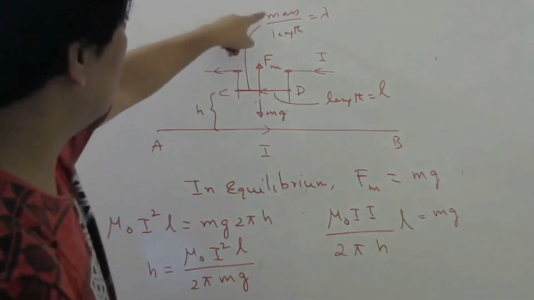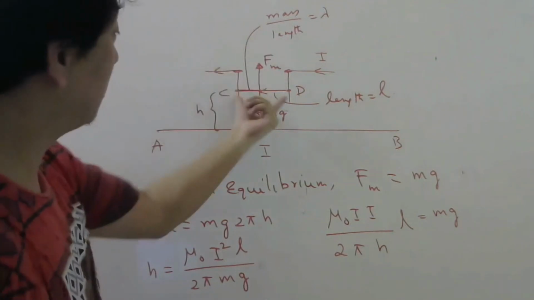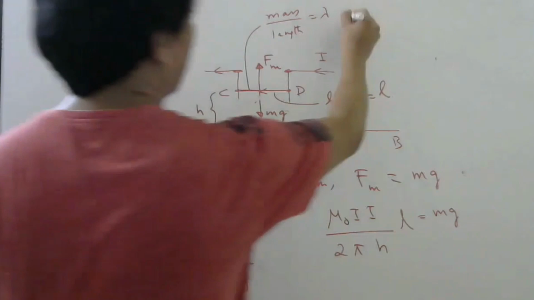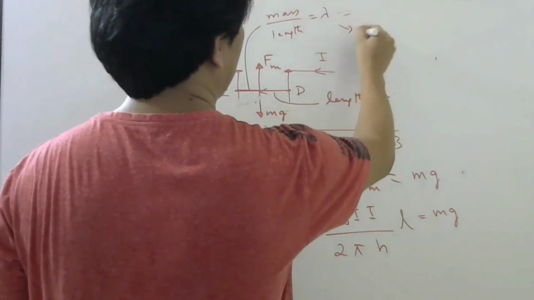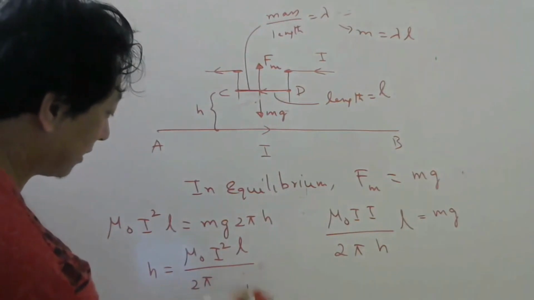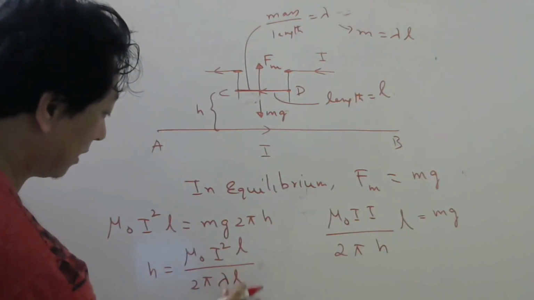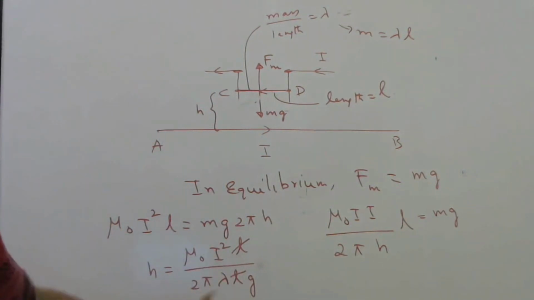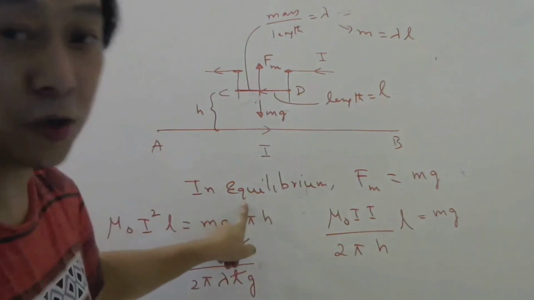Now they gave you that the mass per unit length of this CD wire is lambda. That means mass will be what? Mass will be lambda into L. So in place of mass, you can write lambda into L into g. So L will cancel. So that much height it will rise in equilibrium.